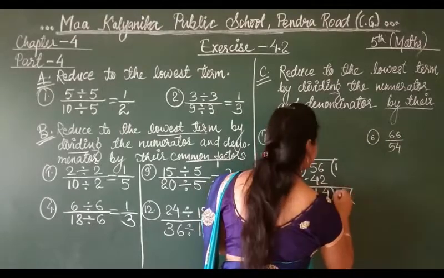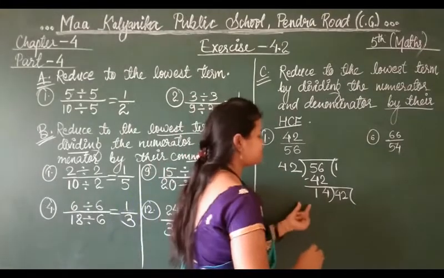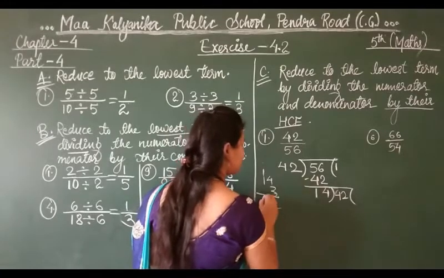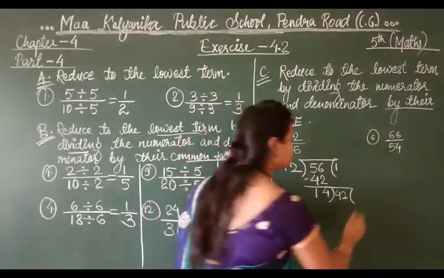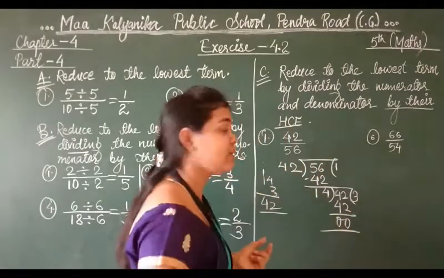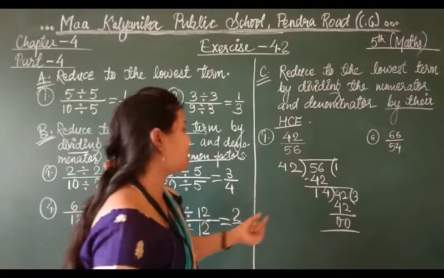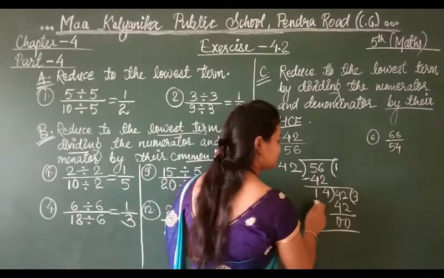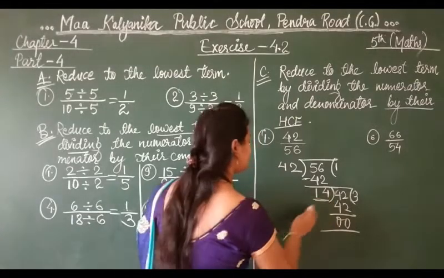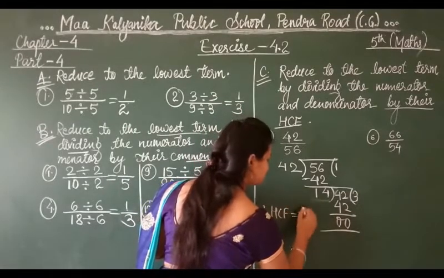So now 42 divided by 14. Simply students, 14 ones are 14, 14 twos are what? You can check it. 14 threes are 42. So what is the HCF here? I had explained to you in the previous chapter: the HCF is the last what? Last divisor. So 14 is the HCF here. So therefore HCF is equal to 14.